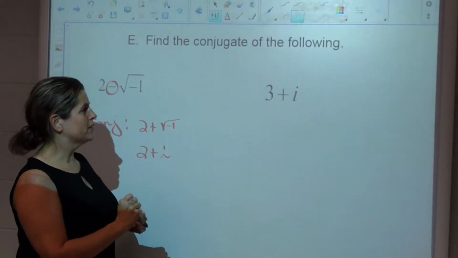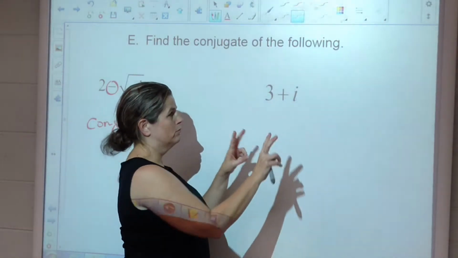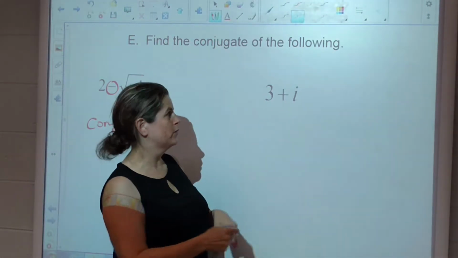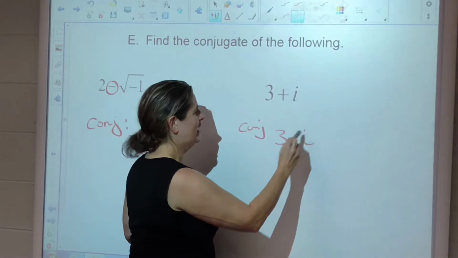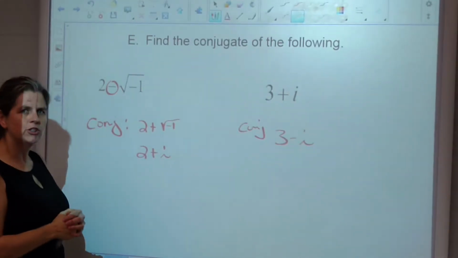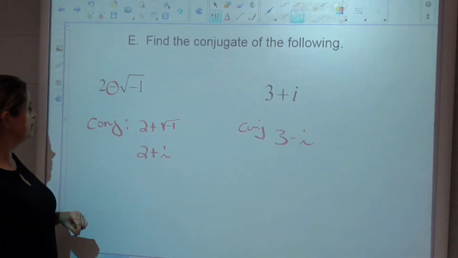Same concept applies over here then. This is your radical, the square root of a -1, so its conjugate is simply 3 minus i. The imaginary piece changes signs to create the conjugate.